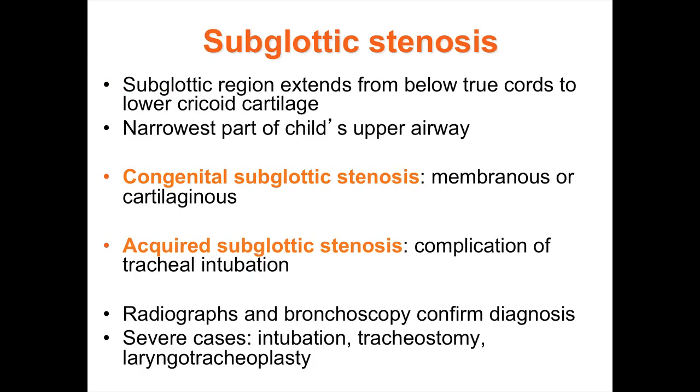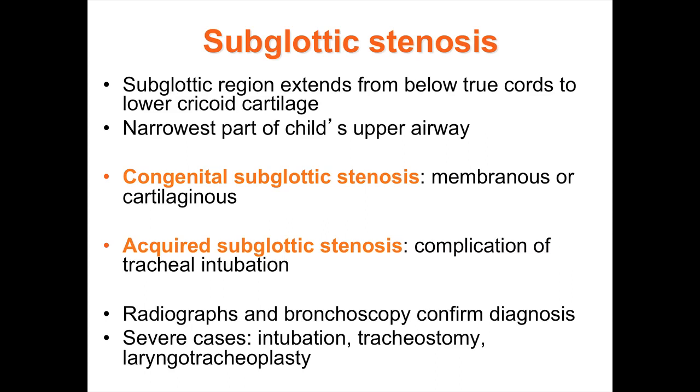Now we're going to talk about subglottic stenosis. The subglottic region extends from below the true chords to the lower cricoid cartilage and is the narrowest part of the child's airway. It can be congenital or acquired. Congenital subglottic stenosis is membranous or cartilaginous, and acquired is normally a complication of tracheal intubation.